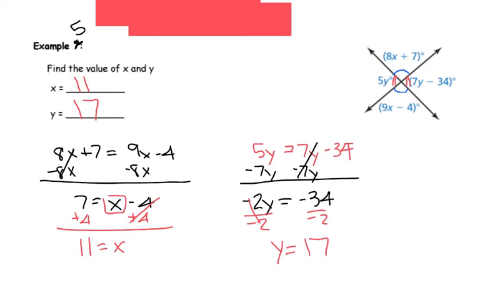So hopefully you guys are getting the gist of vertical angles. Now, I will mention it would not have been a good idea for me to go with the linear pair, the supplementary, because I would have a combination of x's and y's together, and that would not have worked out at all. So always look for vertical pairs because they're always the easiest to deal with.